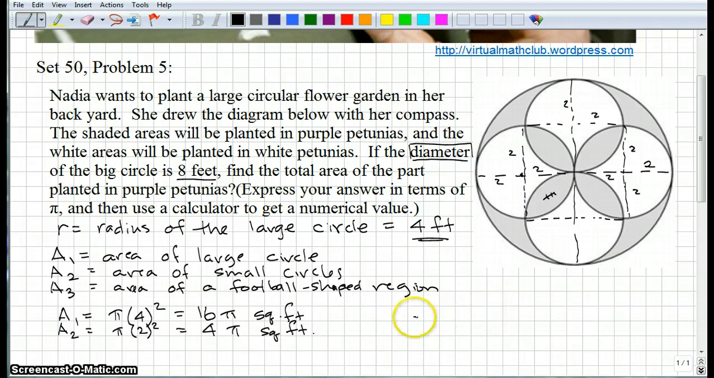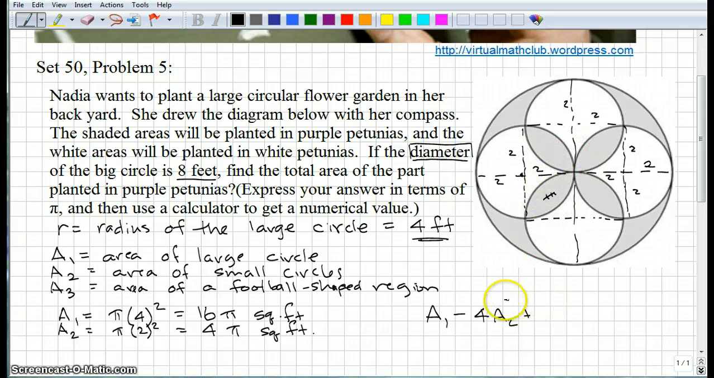Like I said before, my strategy for solving this is to take the area of the big circle and subtract the 4 smaller circles, but then I have to add back in the football shapes. And I have to take into account how many times I subtract them when I subtract the area of the smaller circles. Each time I subtract a small circle, I'm subtracting 2 of these football shapes. So each of these football shapes gets subtracted twice, because they are the overlapping region of 2 circles.